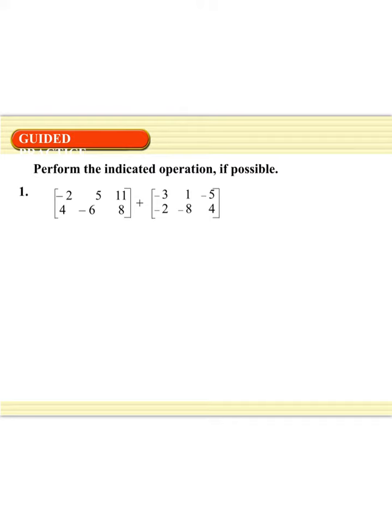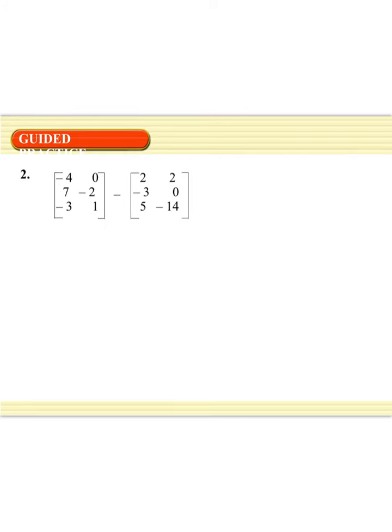Okay, welcome back. Before we add these, make sure that they have the same dimensions. So we have a 2x3 and a 2x3. So we can add. If you add up the corresponding elements, we get -5, 6, 6, 2, -14, and 12. This is one I also want you to try on your own, so pause the video and good luck.